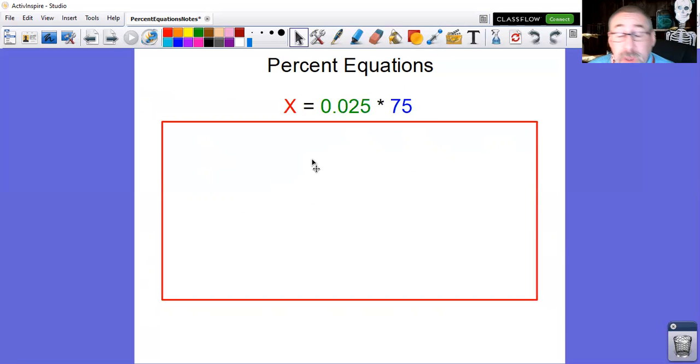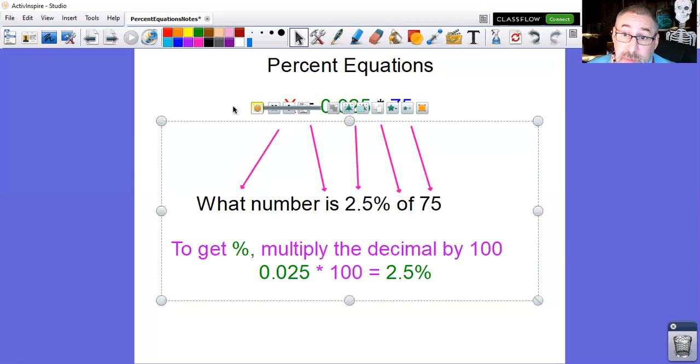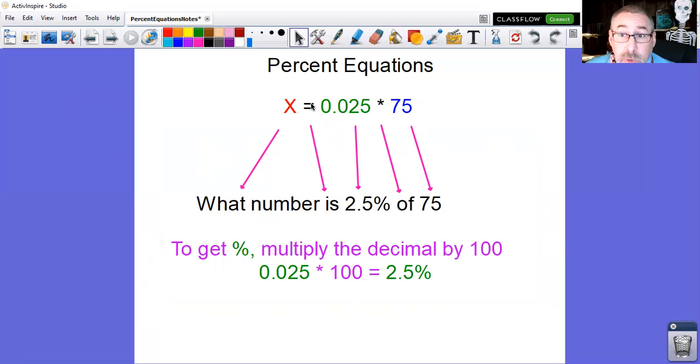All right. Now, we can also go backwards. We can go the other direction. If we're given our percent equation, we can solve this by going the other way. So we know that this is the part. We know that it's unknown because of the x. So what number, my equal sign is going to be the word is, 0.025. We multiply by 100 to get our percent. So 2.5%. The multiply is of, and then the whole number is 75. So we just went backwards.